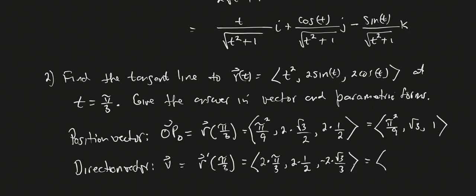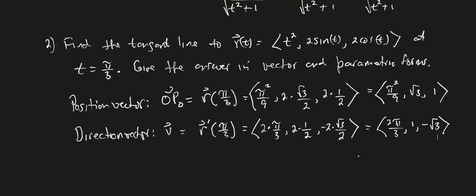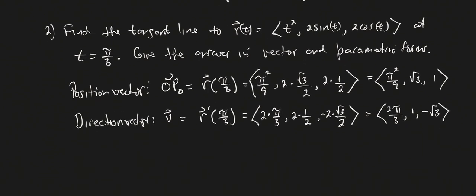What's nice is we don't get the zero vector. So we have 2 pi over 3, then 1, and then, oh, this is negative root 3 over 2. I think I said 2 but wrote 3. Then the 2 and the negative 2 reduce, and I'm left with negative root 3.